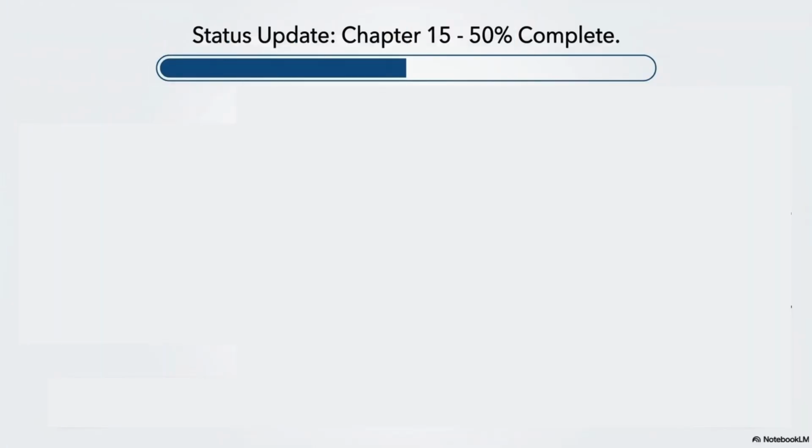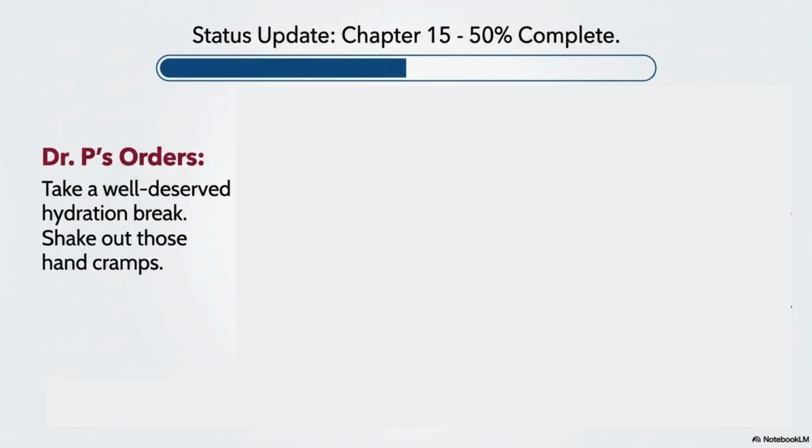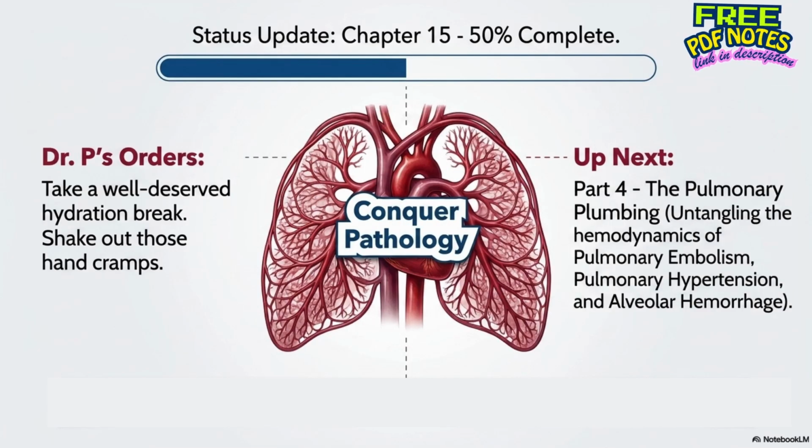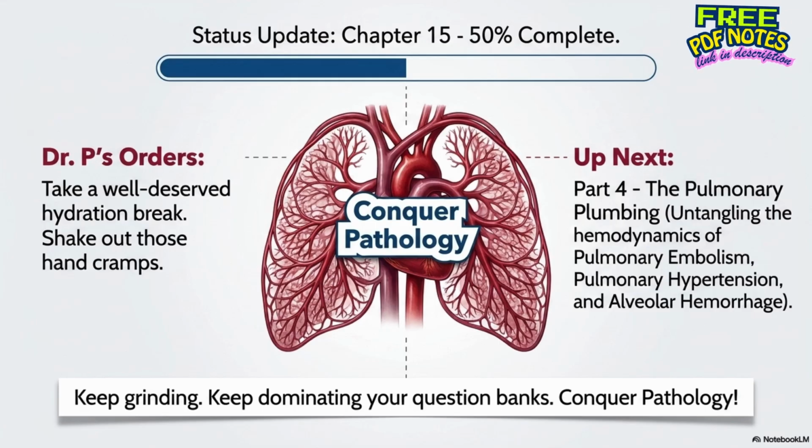And with that, here's our status update. Chapter 15 is officially 50% complete. Here are Dr. P's orders for you. Take a well-deserved hydration break and shake out those hand cramps. Up next, we will cover Module 4, the pulmonary plumbing, where we'll be untangling the hemodynamics of pulmonary embolism, pulmonary hypertension, and alveolar hemorrhage. Until then, keep grinding, keep dominating your question banks, and conquer pathology with Dr. P.